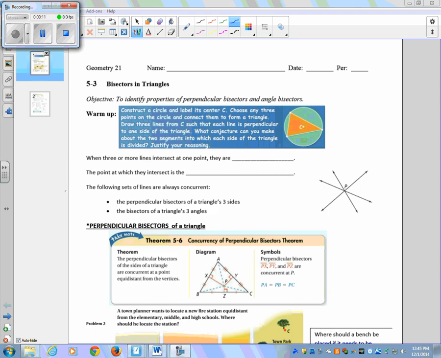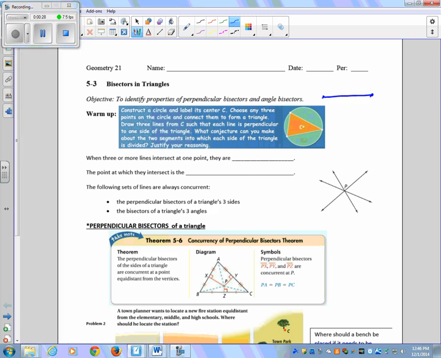Now in section 5.2, we talked about bisectors, segment bisectors, angle bisectors, and we know that a bisector divides something into two congruent pieces. So a segment bisector would be a segment that cuts another segment into two congruent segments. So if you have a segment bisector, it cuts into two congruent segments. If you have an angle bisector, it cuts into two congruent angles.